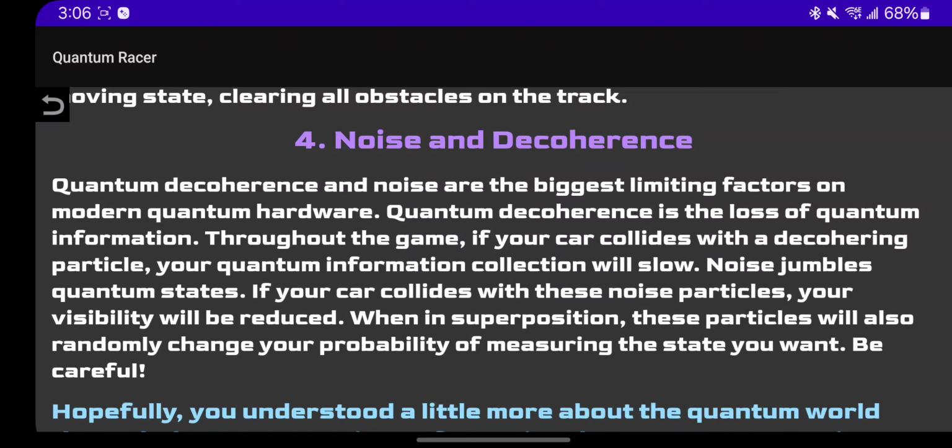It also jumbles quantum states. When you are in superposition, you will lose visibility, and not only that, your probabilities will become completely mixed up, because that's what noise and decoherence do to quantum states in the real world. Think of a quantum computer, where you have some state and you're very carefully monitoring it. A microwave, your phone being used in the same room, any of these things can disrupt the quantum state and ruin it, and then all the information that you've so carefully gathered will be lost.